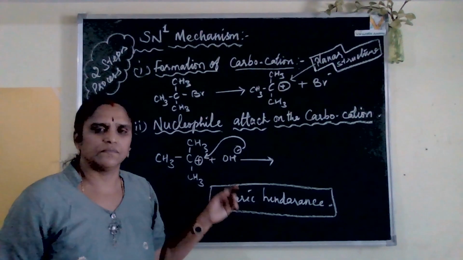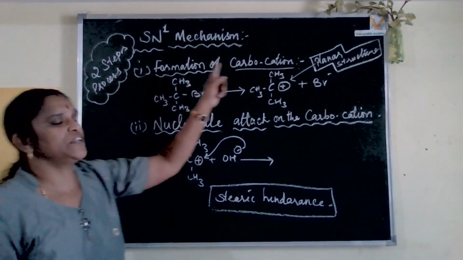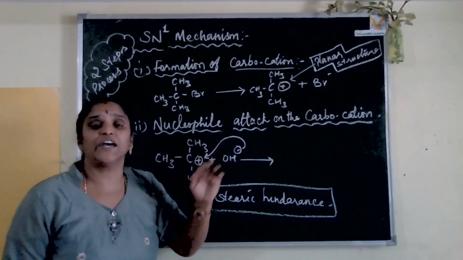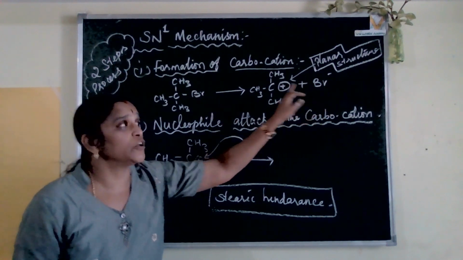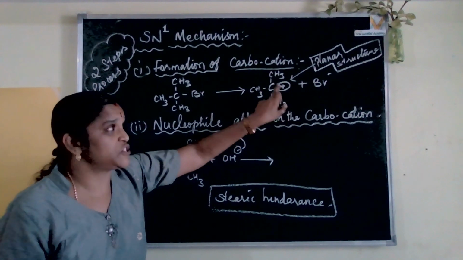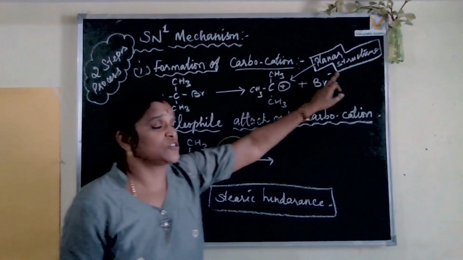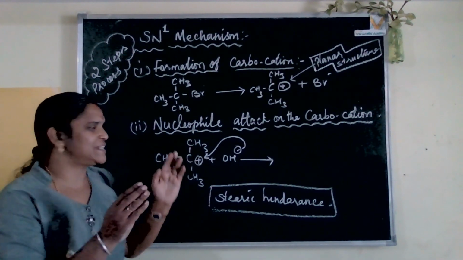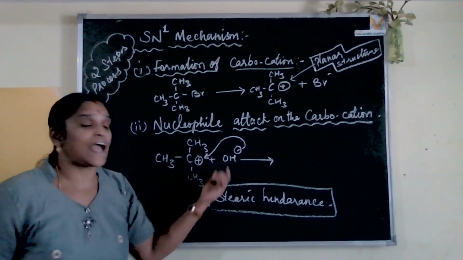They may ask one more. In the two steps process, first step, formation of carbocation. Tertiary butyl bromide undergoes ionization, so automatically the bromide ion is removed. So you are getting the carbocation formation. That is what we required. So we got that carbocation, which actually has a planar structure.